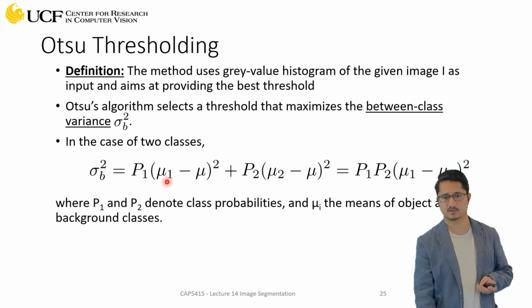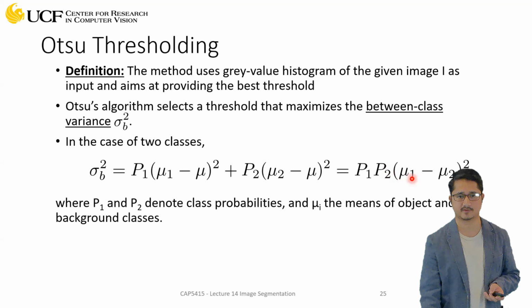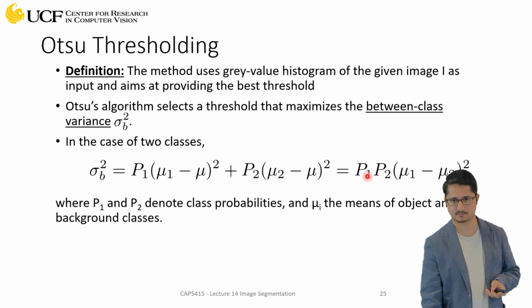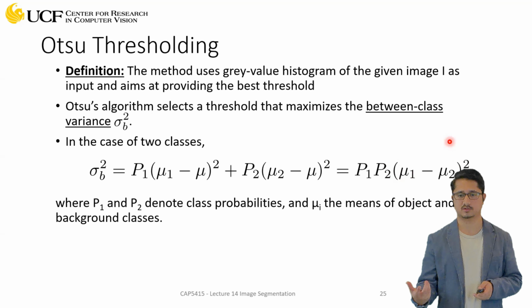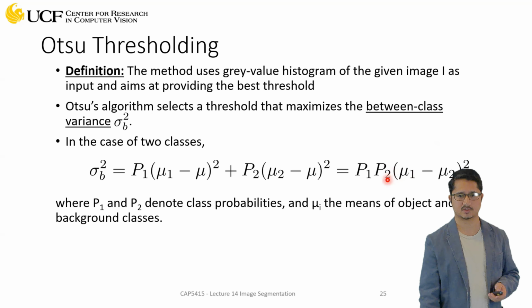Because what you're doing is subtracting the mean and then multiplying by the probability distribution. If you try to solve this equation, you will get something like this. You can open the braces here, but we don't have to do that. So this is the formula you're going to use, which gives you between class variance. You have the probability of foreground, probability of background, mean of foreground, and mean of background. Those are the numbers you will need, and you can just compute this formula and then you're done. You just try to maximize it.